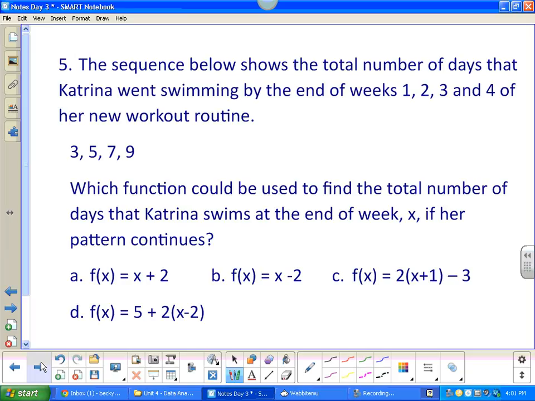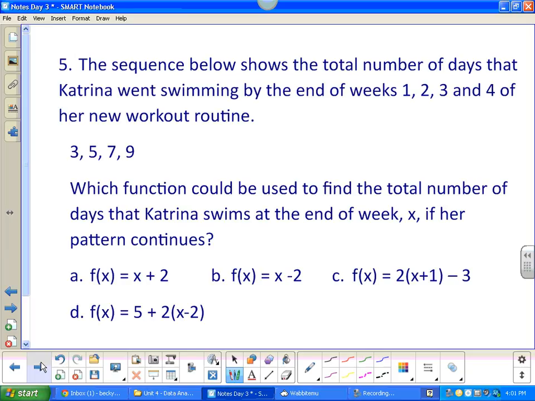Number 5, the sequence below shows the total number of days that Katrina went swimming by the end of weeks 1, 2, 3, 4 of her new workout routine, and they were 3, 5, 7, 9. Which function can be used to find the total number of days Katrina swims at the end of week X if her pattern continues? Well, this is just like day 2 of data analysis.